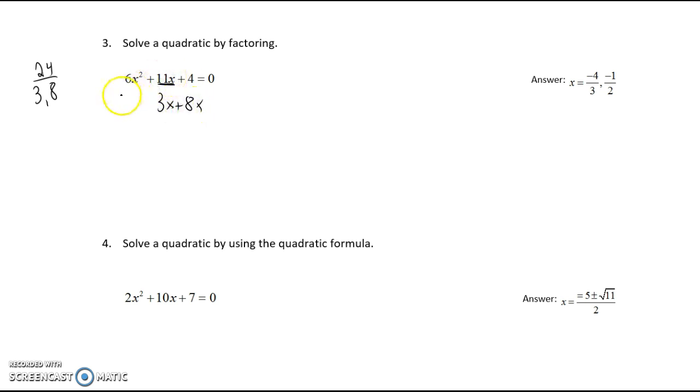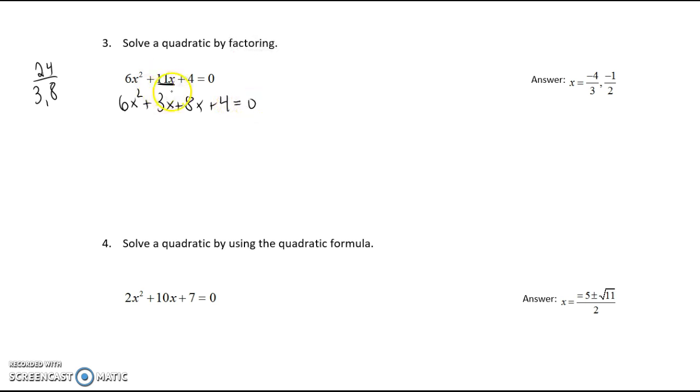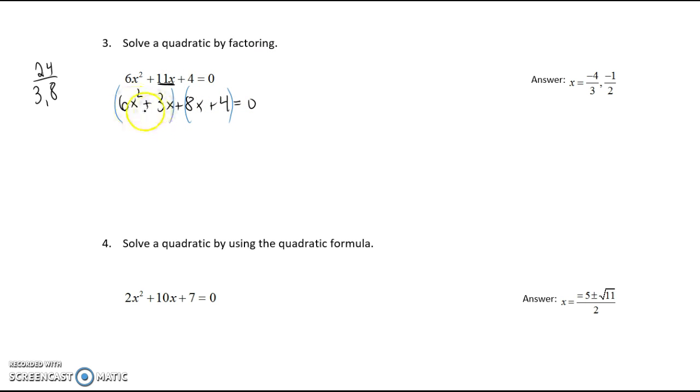Let's add up to 11x. I'll keep the 6x squared the way it was. I'll keep that plus 4 at the end the way that it was. And then what we can do is we can factor this by grouping. I'll group these first two terms together and group those last two terms together. And now look for GCFs. The GCF for these first two is 3x. And if I take a 3x out of both of them, it becomes 2x plus 1.